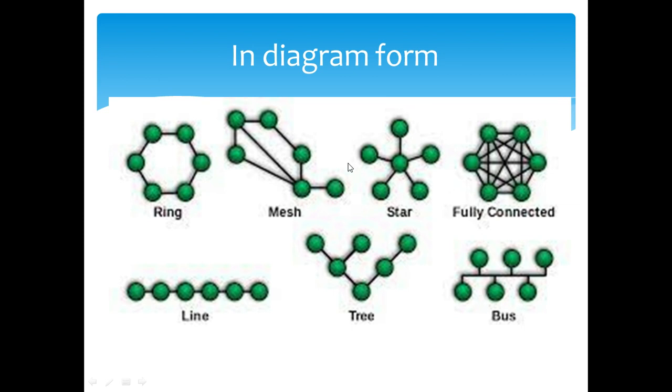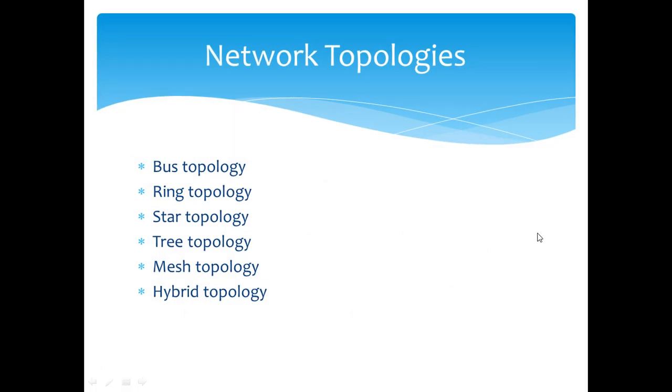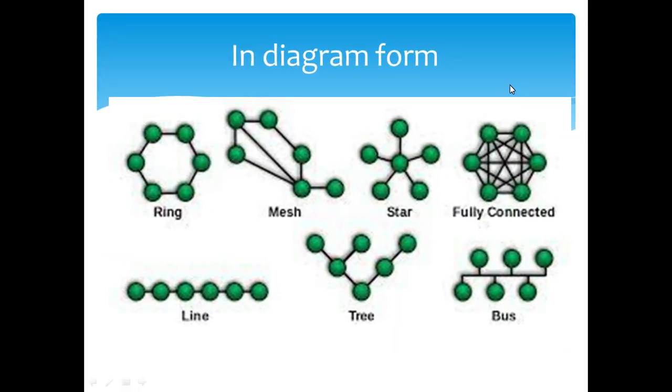For the star, it looks like a star. Computers are connected by cable segments to centralized components called a hub. So this one at the middle is one computer, but it's the hub. It's the one that all the computers are connected to. This is star topology. Computers are connected by cable segments to centralized components called a hub or a switch.